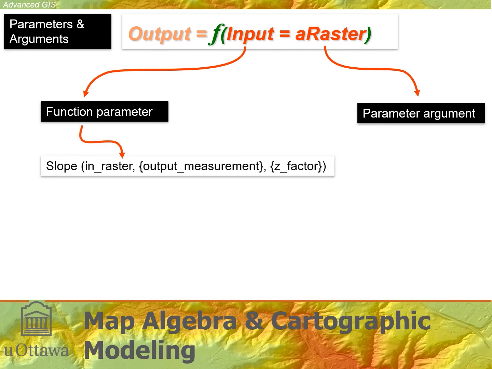Here, and if we look at the slope function itself, the syntax: slope, in underscore raster, comma, and then in squiggly braces, output measurement, squiggly brace, and squiggly brace, Z factor, squiggly brace. That's the braces I'm talking about there, the ones that we call squiggly braces. So if we look at our general statement up top, output equals a function of input equals something, well, that input in a particular function will have a parameter name like in raster.